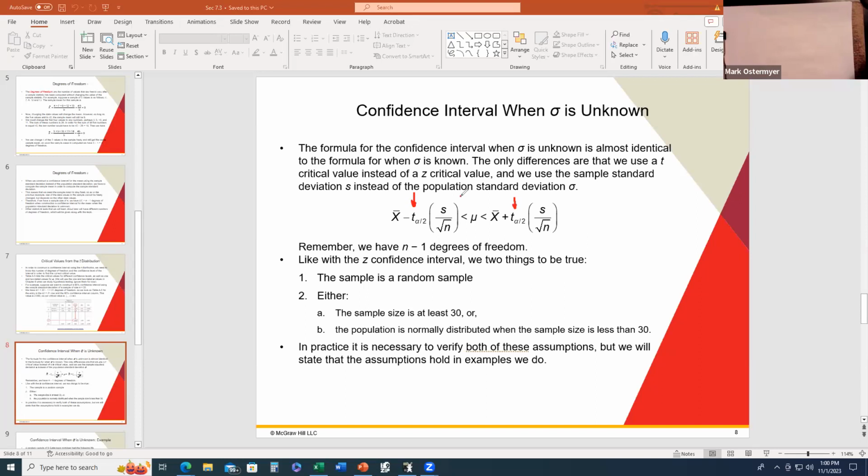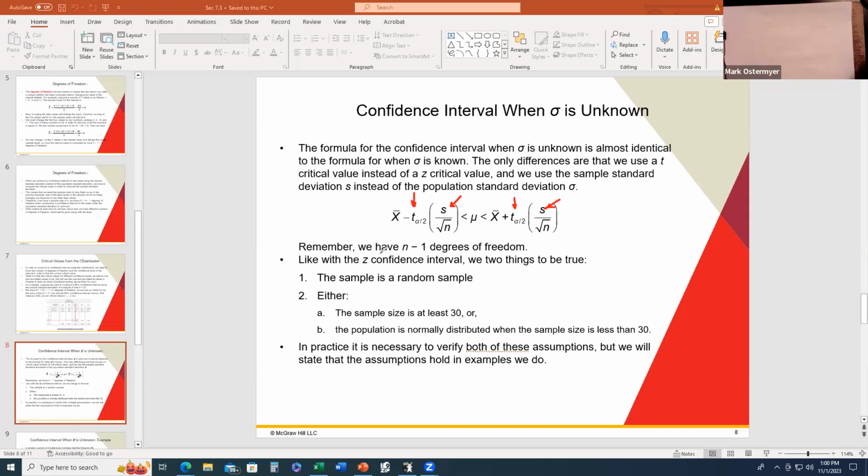We also see a surrogate, or an alias, for the unknown population standard deviation: a point estimate of the unknown population standard deviation is the sample standard deviation. 2 days ago, we knew lowercase sigma. We knew the population standard deviation, but today we don't. And so we always use the sample standard deviation in place of the unknown population standard deviation. Notice we're still dividing by the square root of the sample size as 2 days ago.